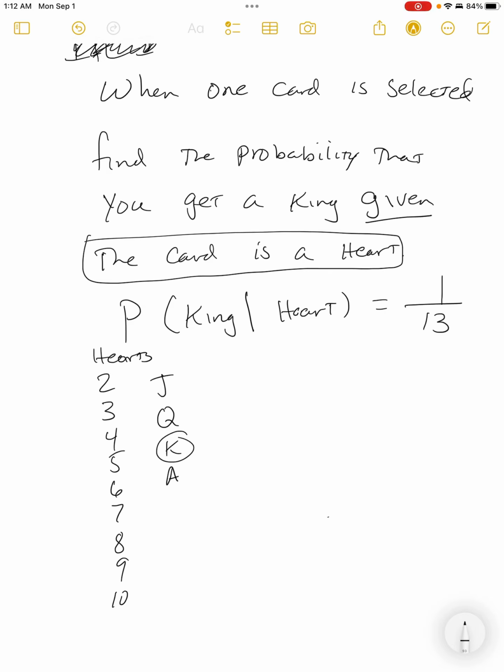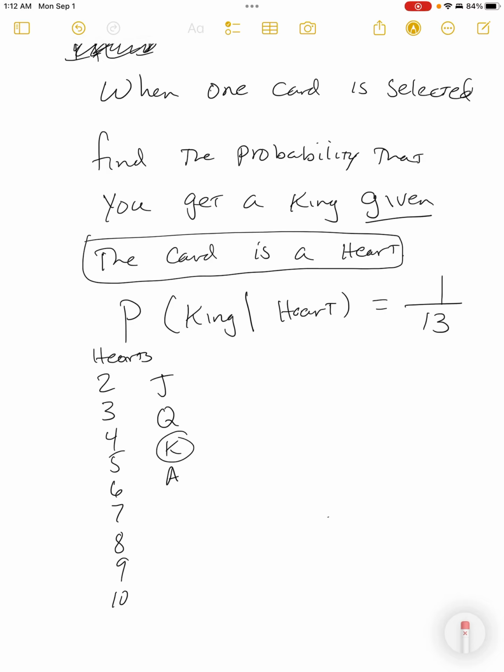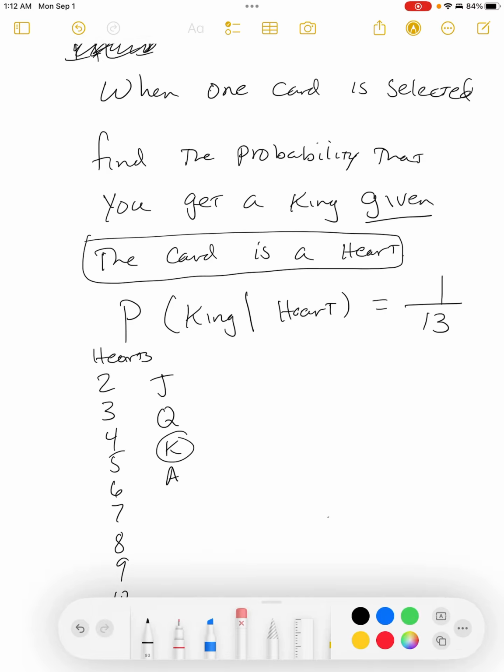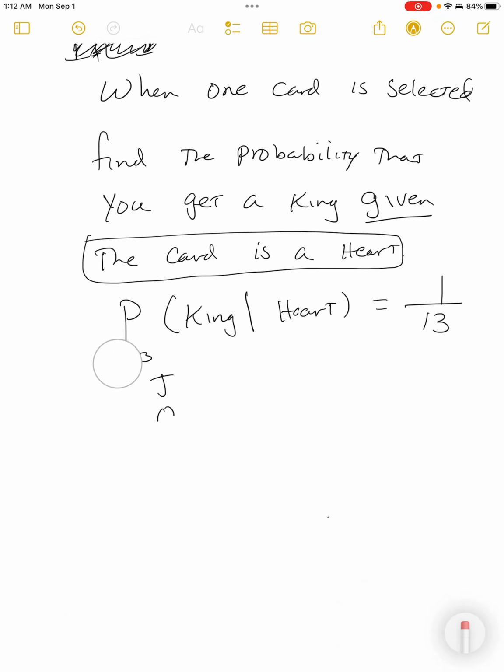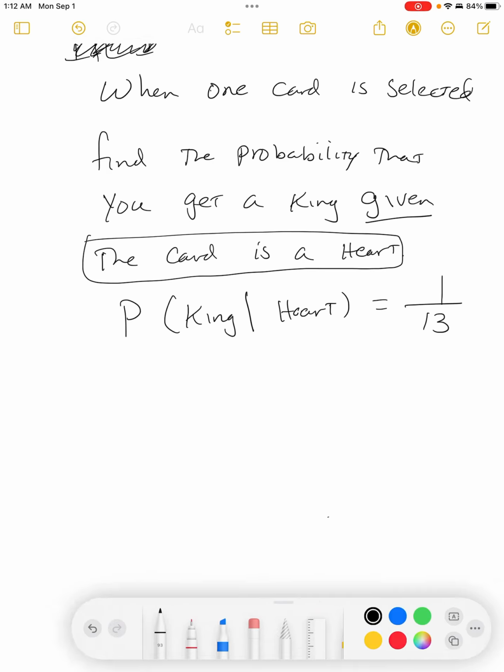Sound all right? And so we have this pretty nice first process to go through here. Sorry, that was a little bit of a delay.